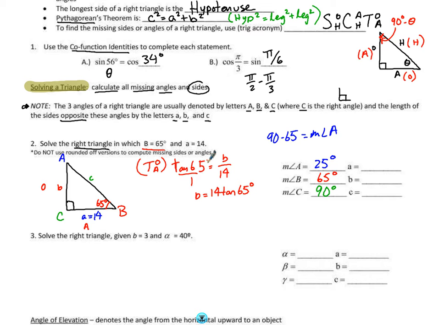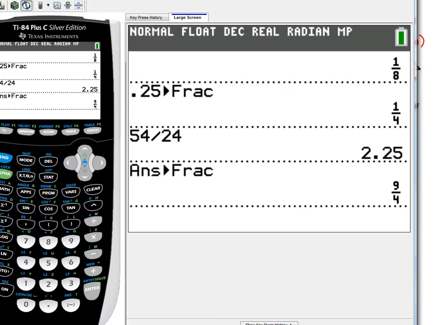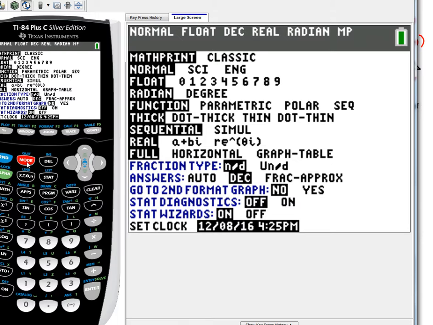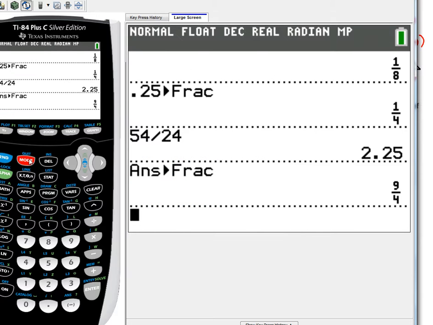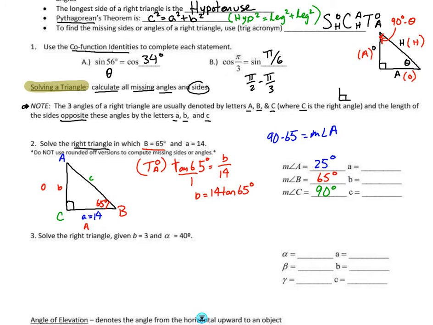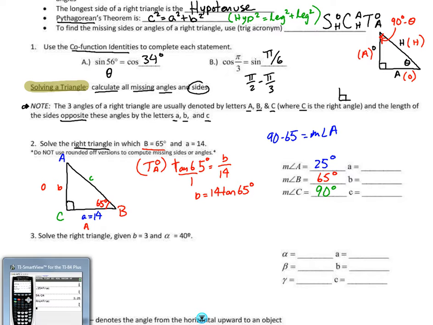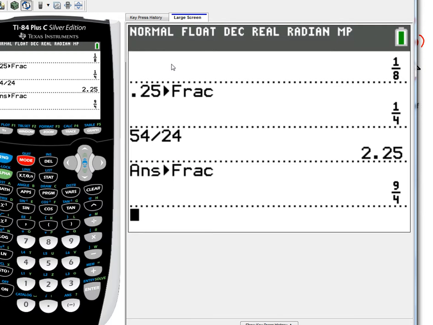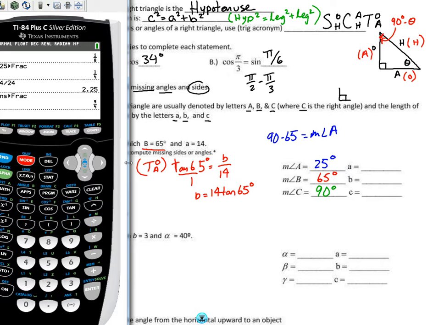And I can jump in my calculator and put that in. Make sure that since we're talking about an angle in degrees, I can keep it in degree mode or radian mode. Here I'm in radian mode, so when I do this product, 14 times the tangent of 65, I want to put the degree symbol in there since I'm in radian mode. This will give me my answer as if that were in degrees.